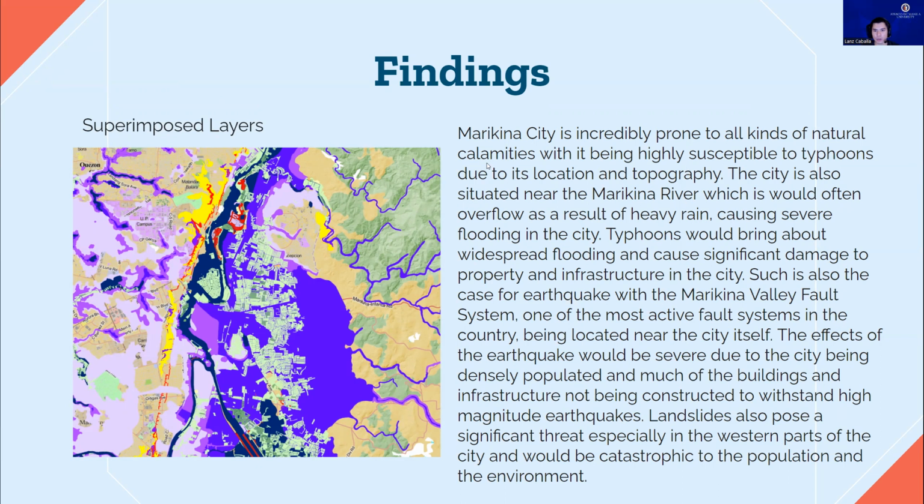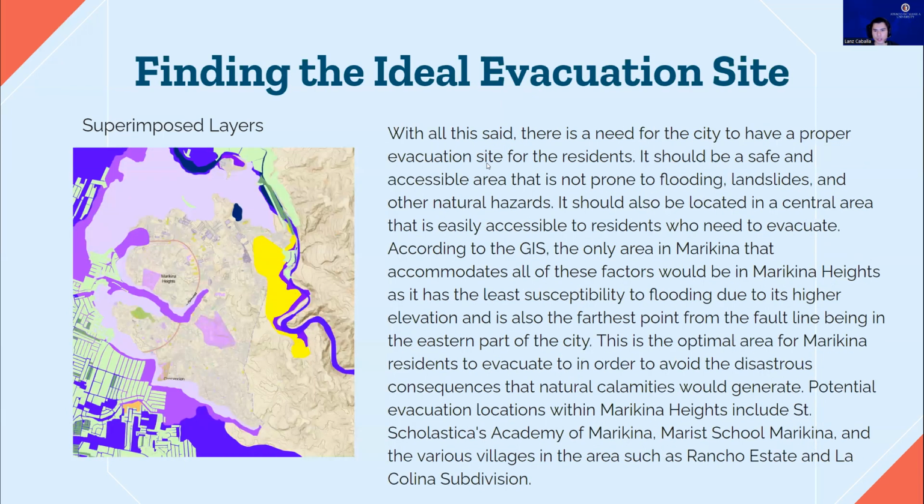The effects of the earthquake will be severe due to the city being densely populated and much of the buildings and infrastructure not being constructed to withstand high magnitude earthquakes. Landslides also pose a significant threat, especially in the western parts of the city, and will be catastrophic to the population and the environment. With all this said, there is a need for the city to have a proper evacuation site for the residents. It should be a safe and accessible area that is not prone to flooding, landslides, and other natural hazards. It should also be located in the central area that is easily accessible to residents who need to evacuate.